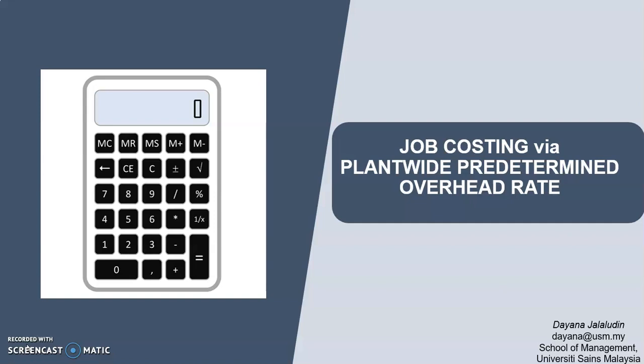So basically, there are two ways to compute predetermined overhead rate, either by plant-wide or departmental rate. In this video, we will learn about how to conduct job costing by using the plant-wide overhead rate. As we know, tracing direct material cost and tracing direct labor cost are rather straightforward. What is more complicated is to figure out how to apply the manufacturing cost amount, given that they are indirect cost.